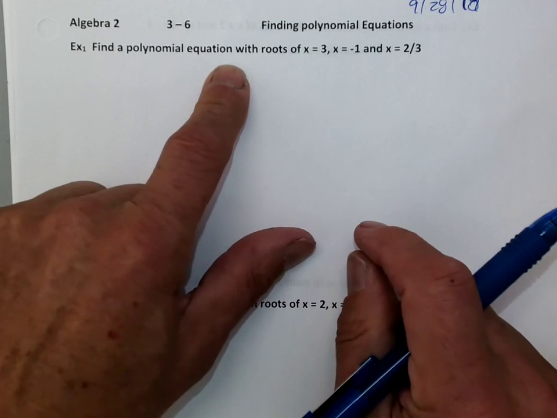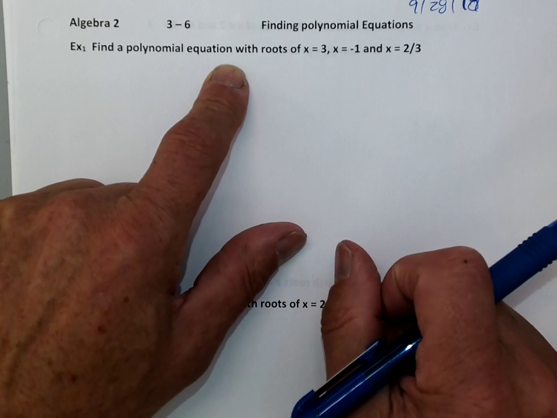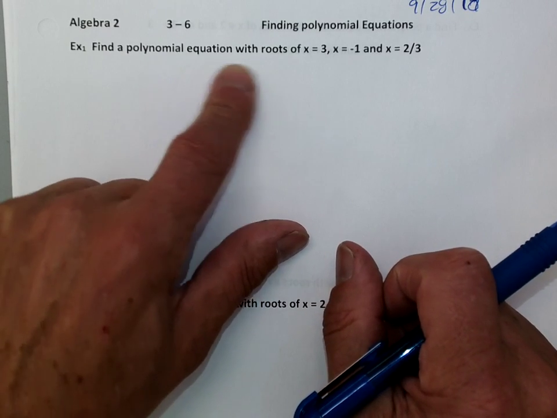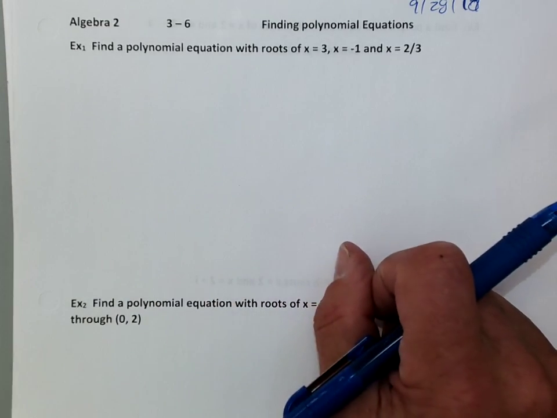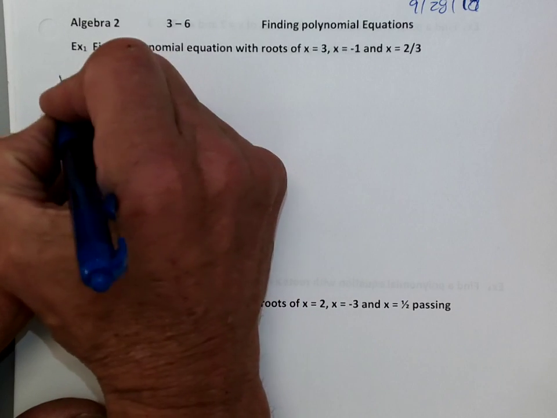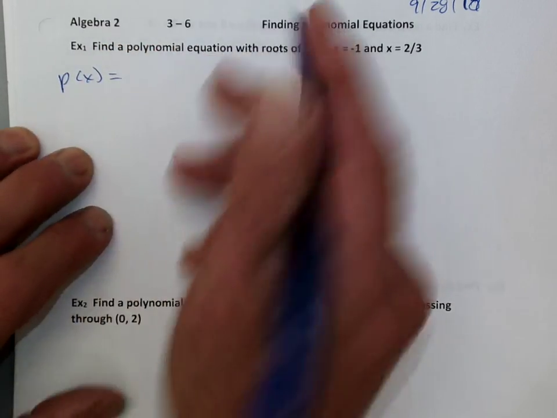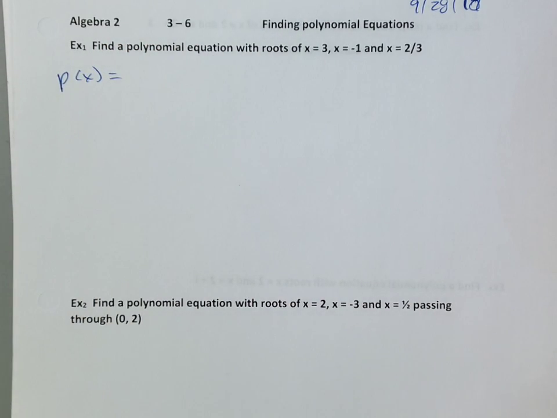Okay, find a polynomial, boys. I'm filming. Find a polynomial equation with roots of x equals 3, -1 and 2/3. So this one's not too bad. I like to go p of x instead of f of x, because it's a polynomial. You okay with that? P of x equals.